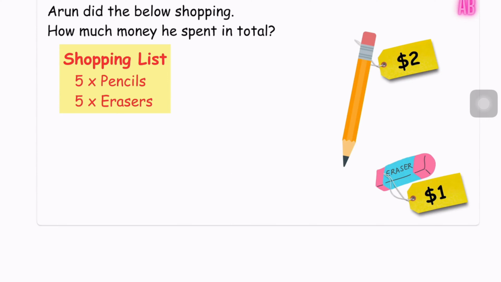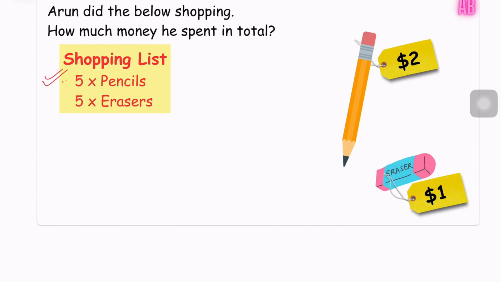Okay, so here is the next question on your screen. This is again a Maths Olympiad question, and this is about shopping. So everyone likes shopping, right? We all love to do the shopping, buy new things. So here we have one guy, Arun, and he has done the below shopping. So this is his shopping list.